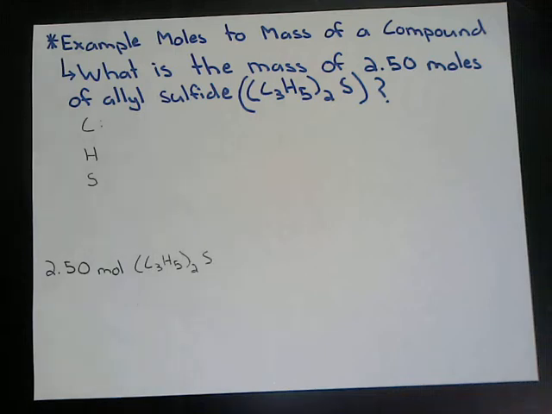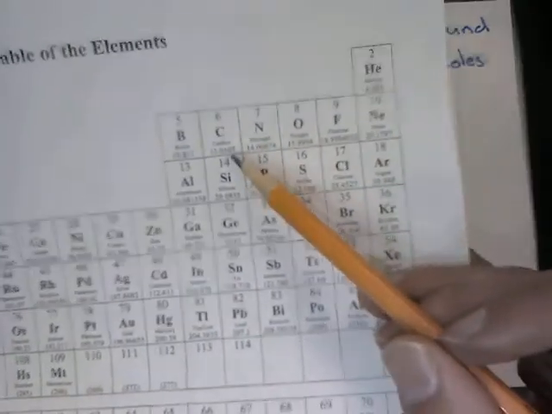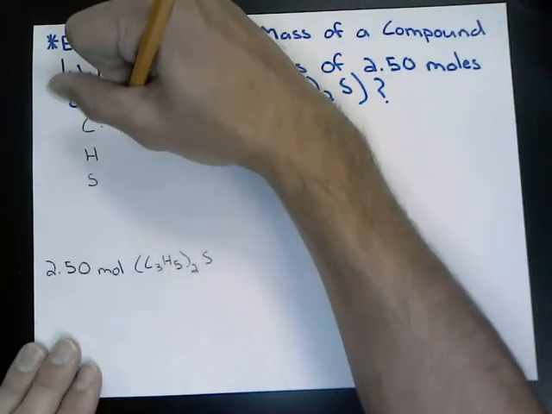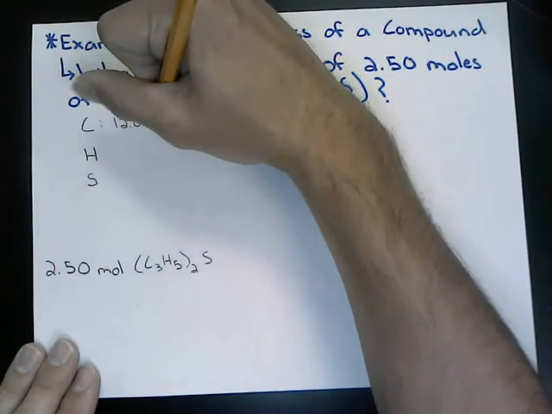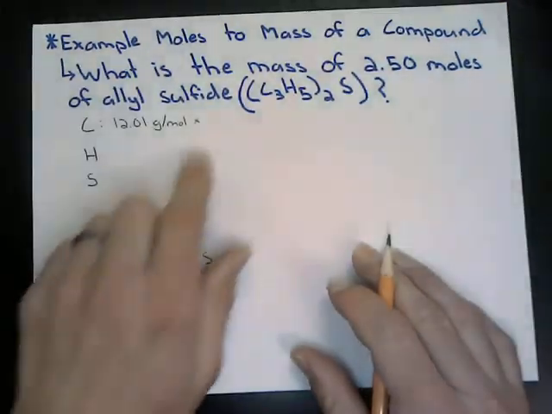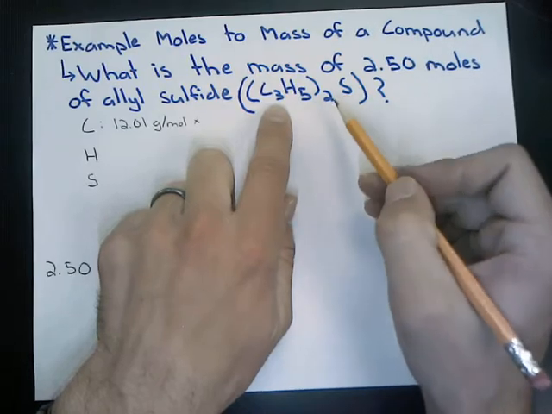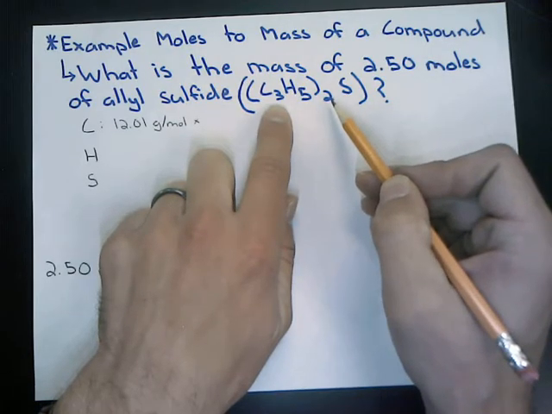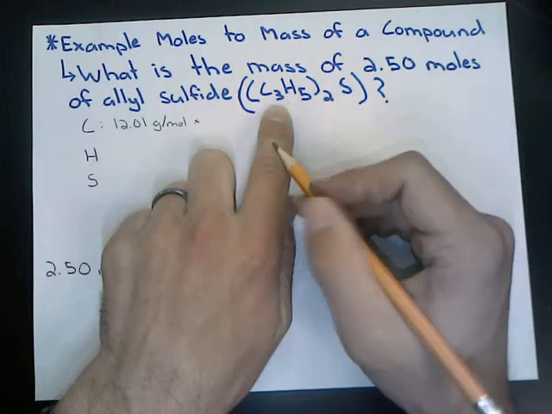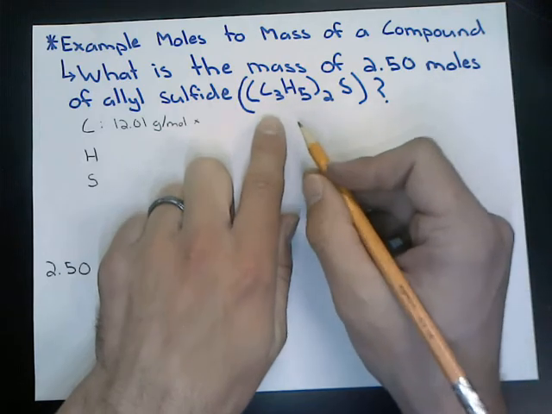So we look for carbon, C, and it has the molar mass of 12.01 grams per mole. So 12.01 grams per mole. We multiply it by how many carbons we have. Now we have to be careful here because this 2 multiplies this 3 that is right next to carbon. So we have 2 times 3.